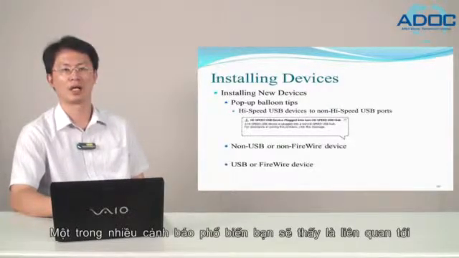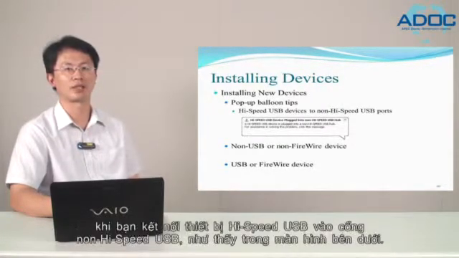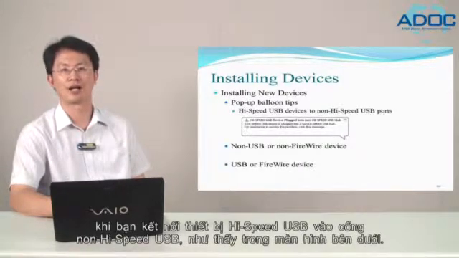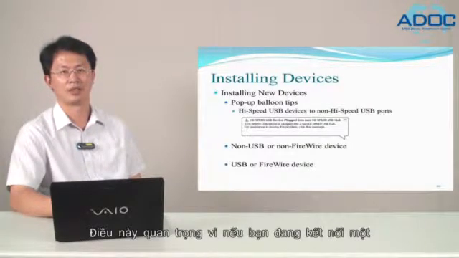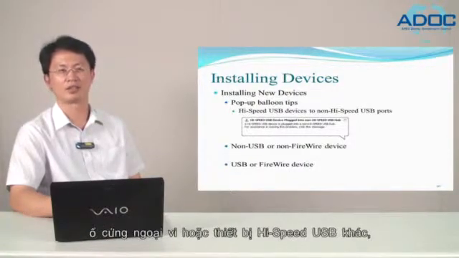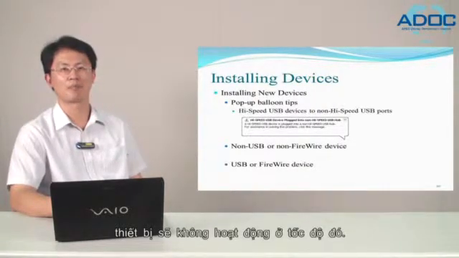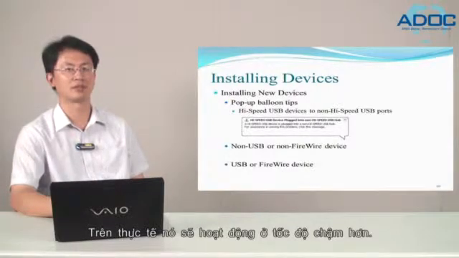And one of the more common warnings you will see in the related [dialog] is about you connecting high-speed USB devices to non-high-speed USB ports, as shown in the following screen. And this is important because if you are connecting an external hard disk drive or other high-speed USB device, the device won't operate at its rated speed.